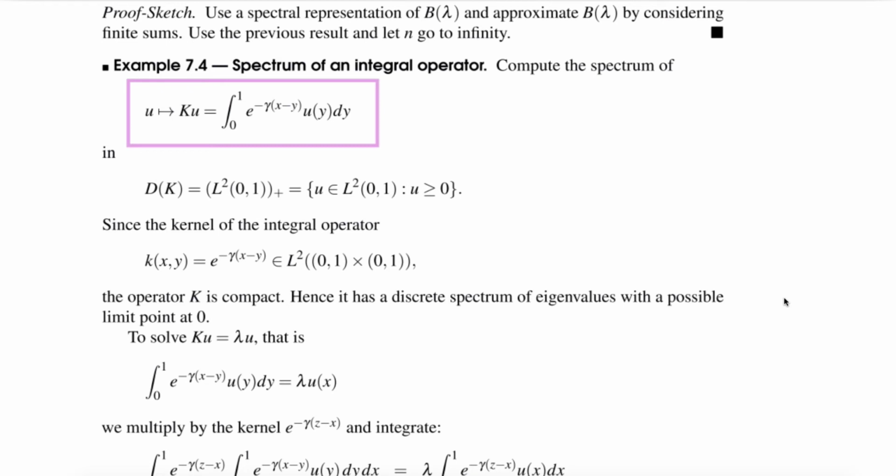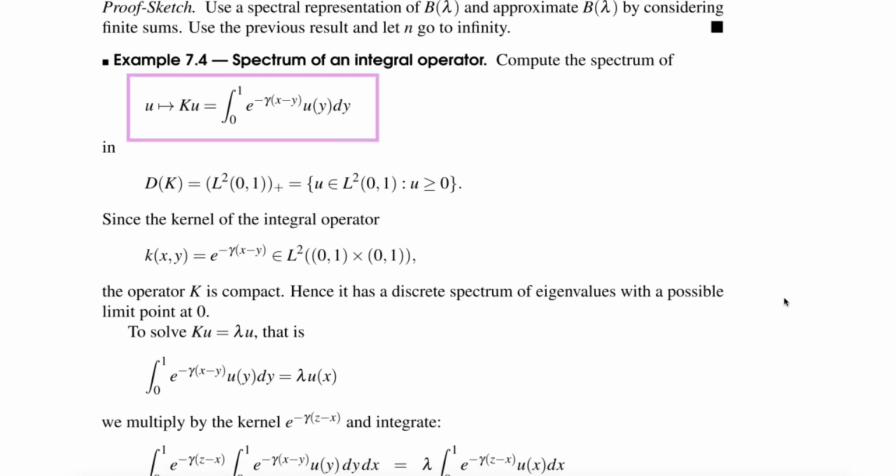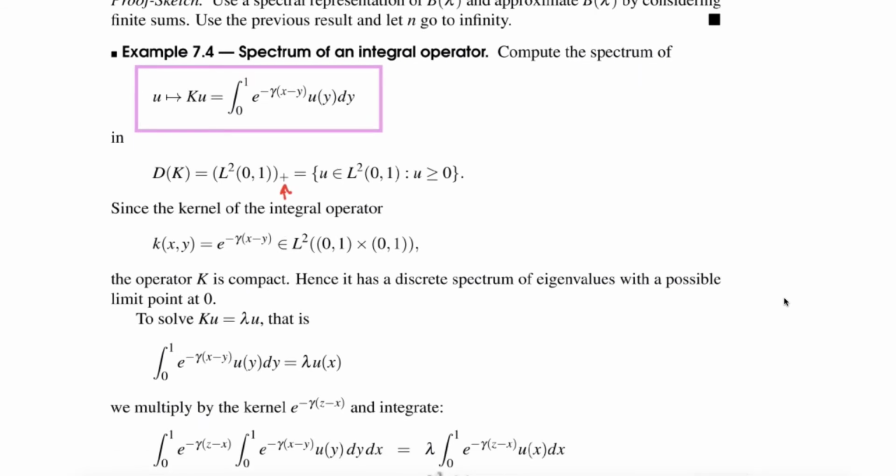Domain of definition is L2 plus. So meaning, here's the little plus. So I take L2 functions which are larger or equal to 0.